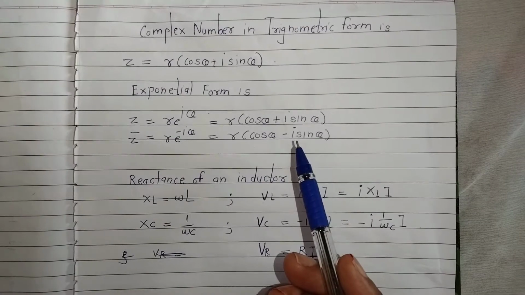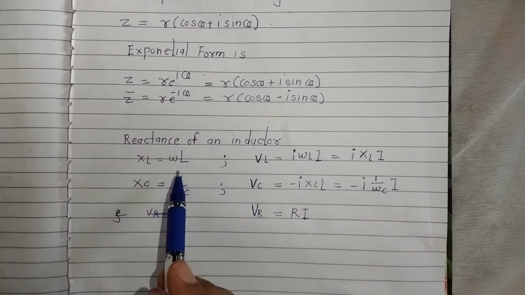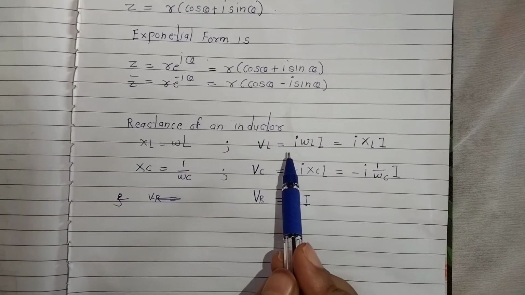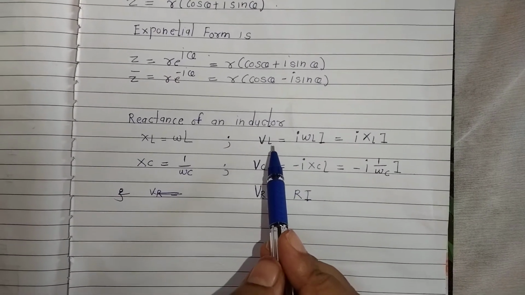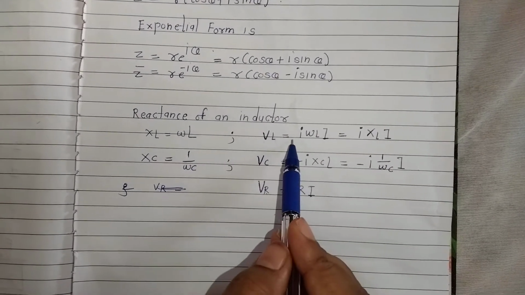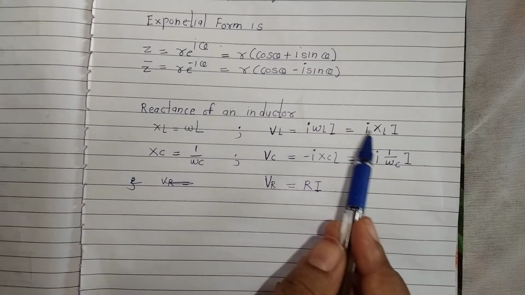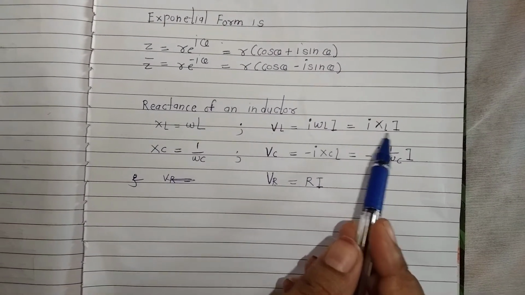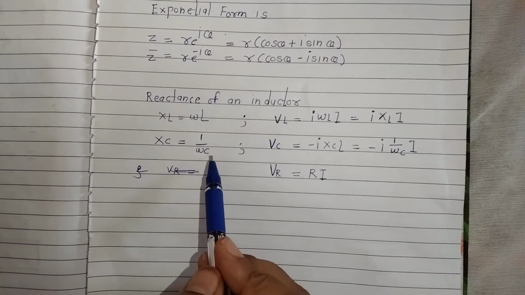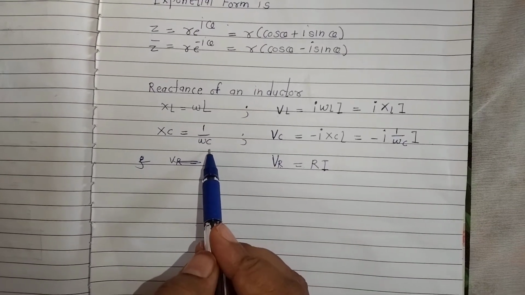The reactance of an inductor XL is equal to omega L. When current flows through the circuit, the potential difference across the inductor L is given as VL equals i omega L I, which is also written as i XL I. The reactance of a condenser XC is equal to 1 by omega C.